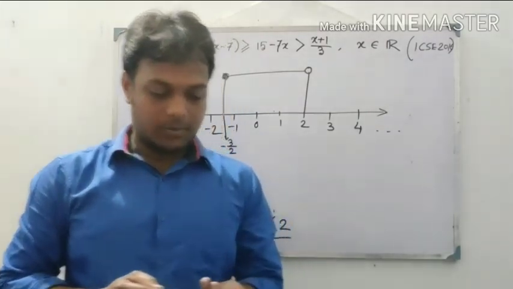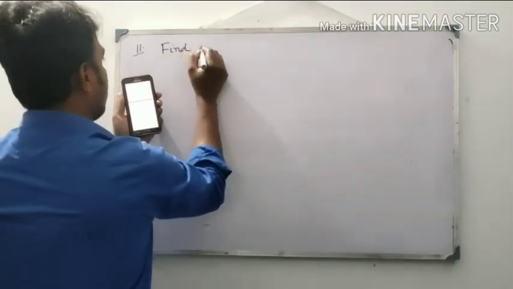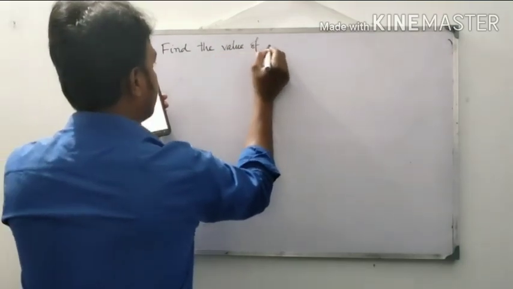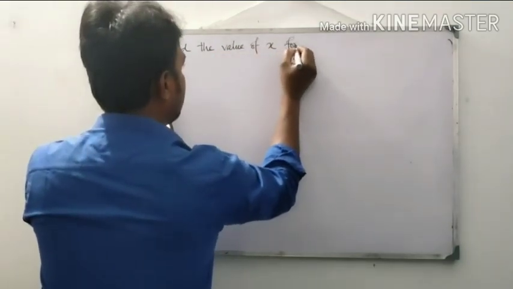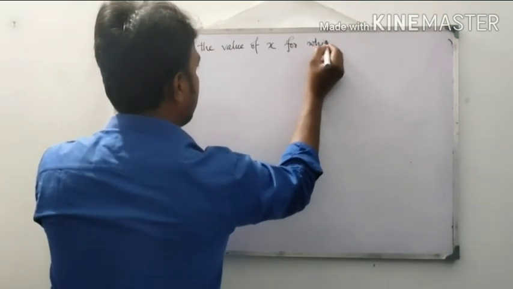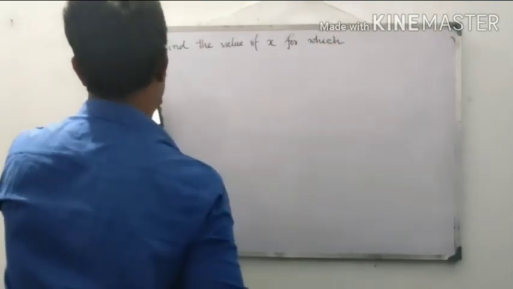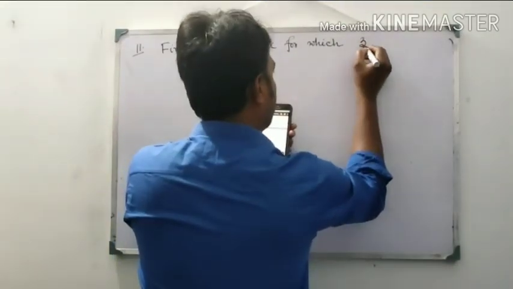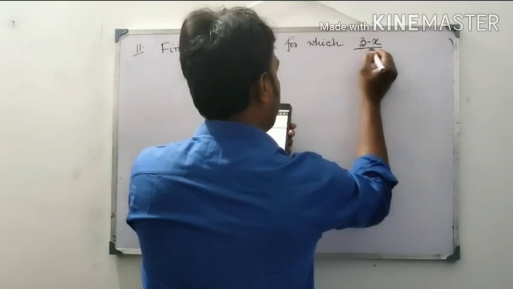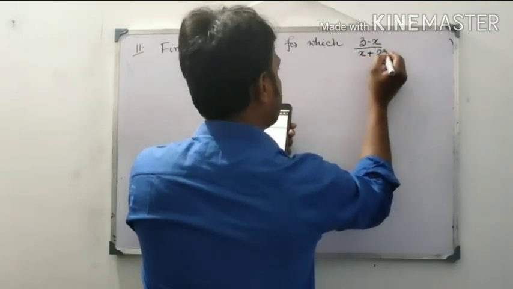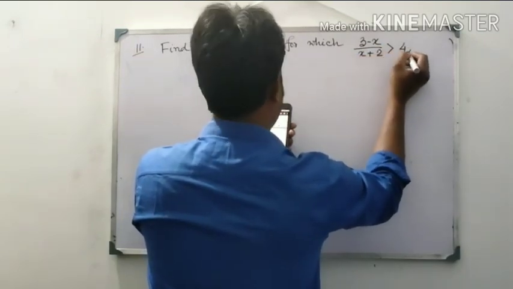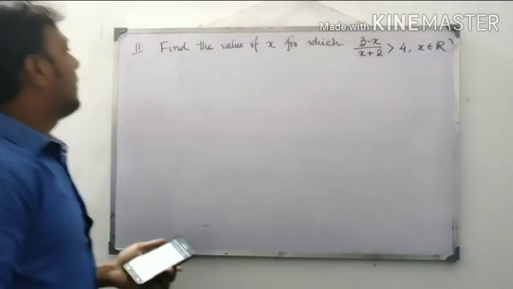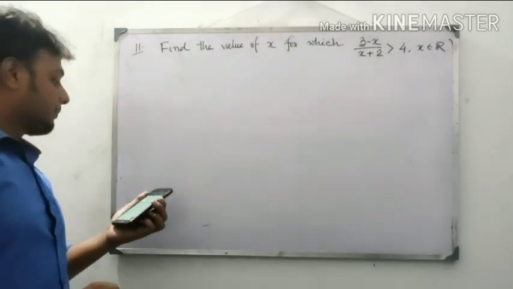Understood? Next problem. Find the value of x for which (3 minus x) by (x plus 2) is greater than 4, x belongs to R. Okay, this is the 11 number problem.